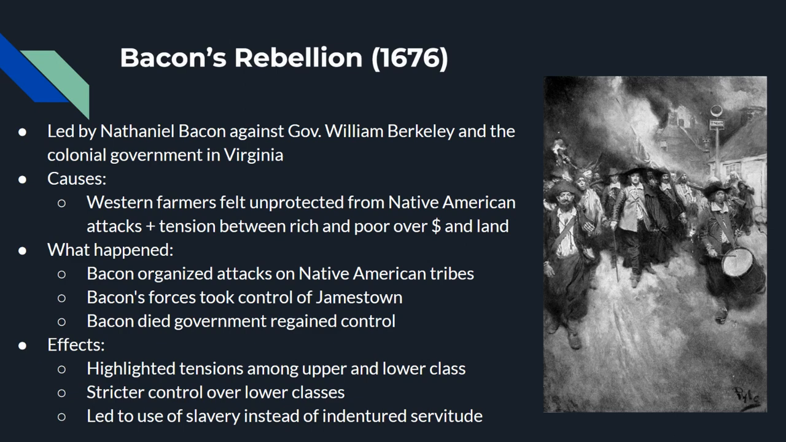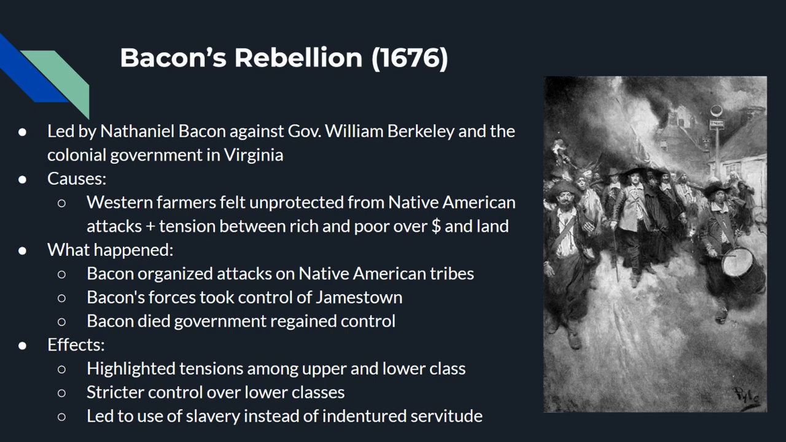Well, Bacon organizes attacks on Native American tribes, to try to push them back and take their land. And actually, Bacon's forces end up taking control of Jamestown itself. Now, eventually, Bacon dies, actually from disease, but he dies, okay? And when he dies, the rebellion kind of fizzles out and the government regains control. But the effects are really the most important part here.